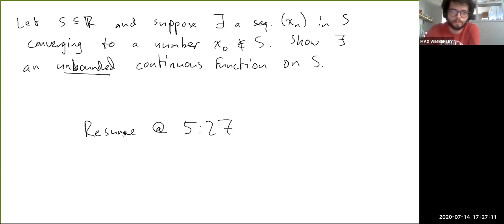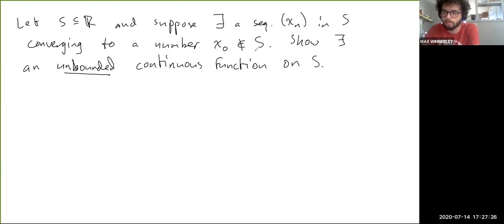All right, so was anyone able to come up with a description of some unbounded continuous function on S? All right, no worries. So here's a simple answer.